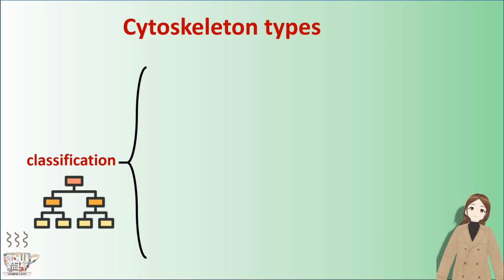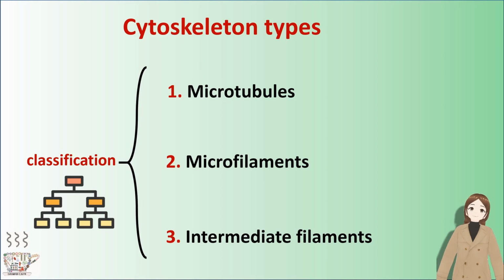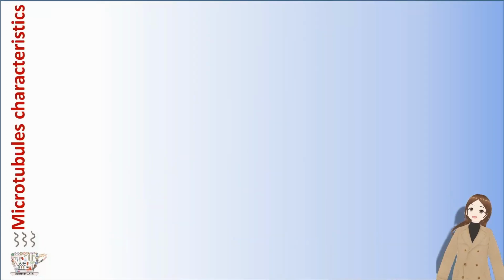Cytoskeleton can be divided into three subgroups: microtubules, microfilaments, and intermediate filaments.